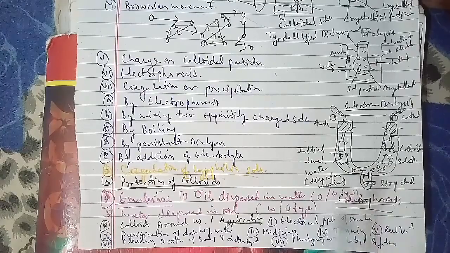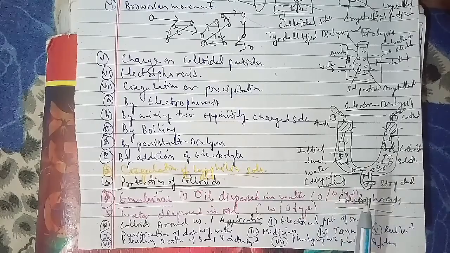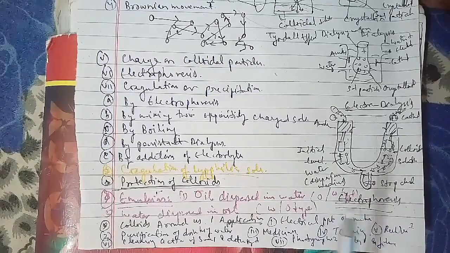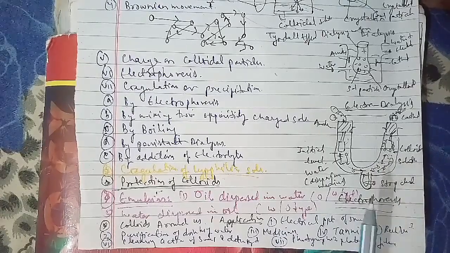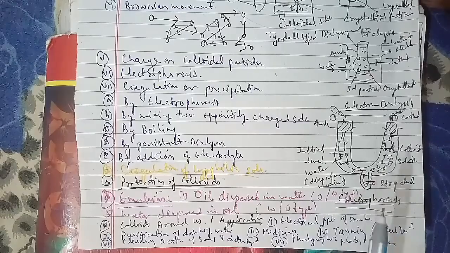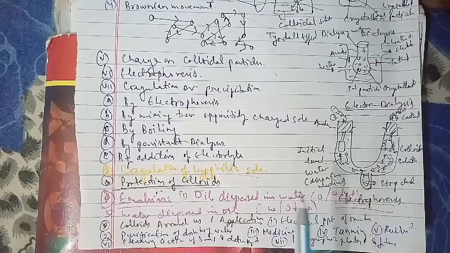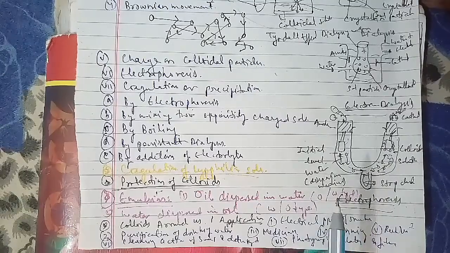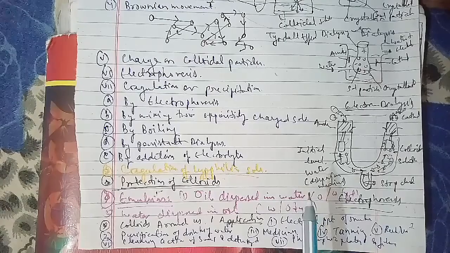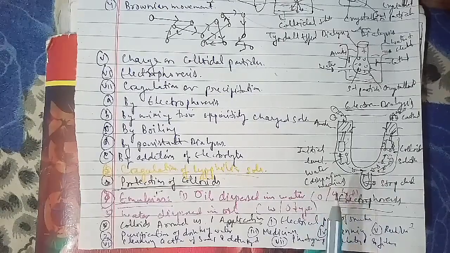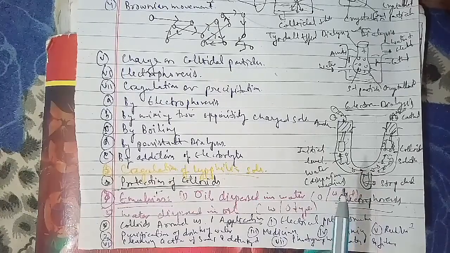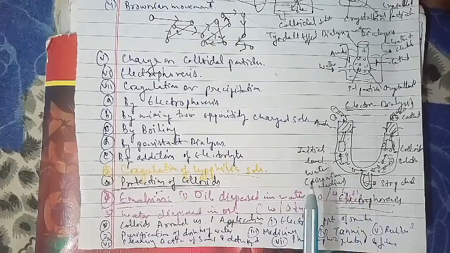Emulsions are colloidal systems in which both the dispersed phase and the dispersion medium are liquids, and these can be of the oil in water type or water in oil type. The process of making emulsions is known as emulsification, and to stabilize an emulsion, an emulsifying agent or emulsifier is added. Soaps and detergents are most frequently used as emulsifiers. Colloids have several applications in industry as well as in daily life.